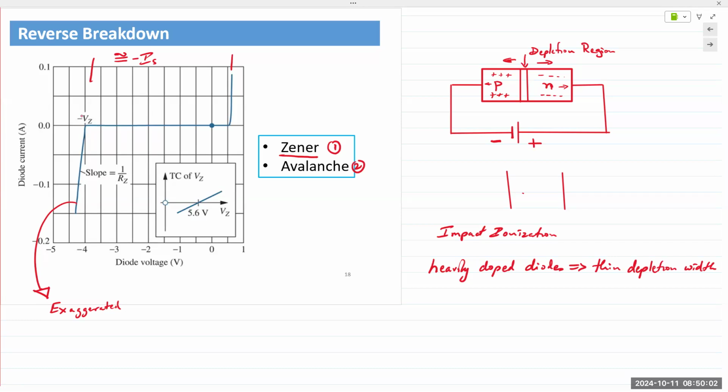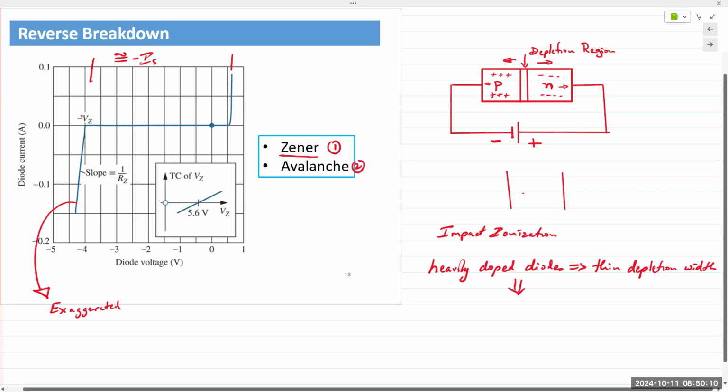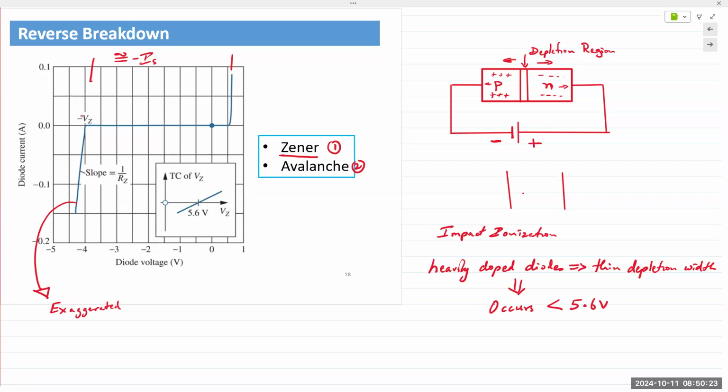And this effect usually occurs at less than 5.5 volts, 5.5 to 5.6 volts. So it only occurs when the voltage is about 5.6 volts or less. But in general, it has come to be accepted that all reverse action is now referred to as Zener diode. So even if the diode is more than 6 volts or 10 volts, it is using the avalanche effect, but it is still referred to as the Zener effect.